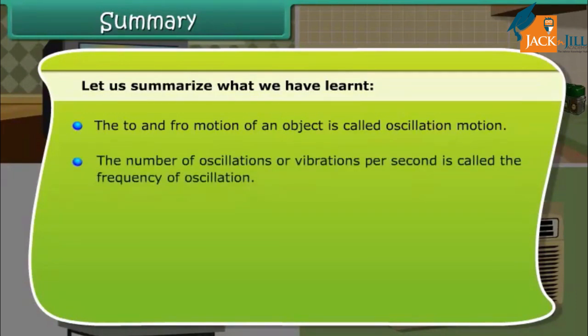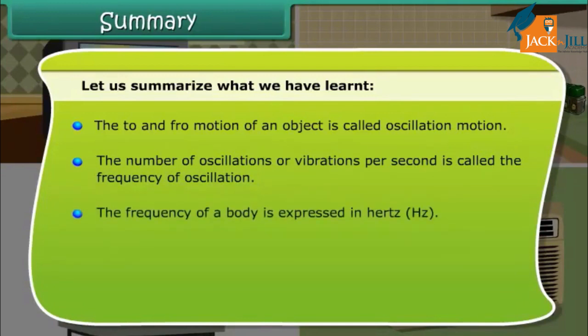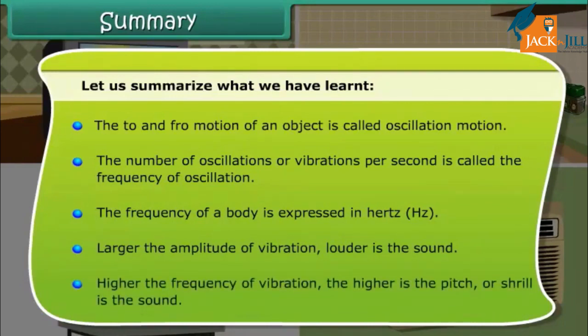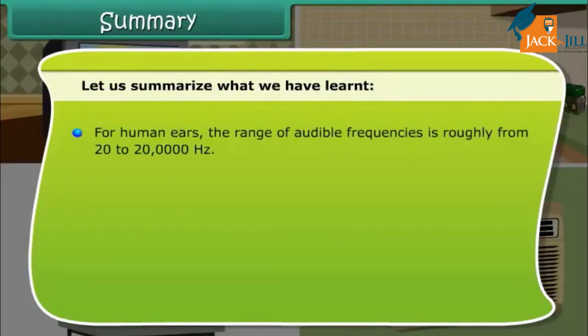The number of oscillations or vibrations per second is called the frequency of oscillation. The frequency of a body is expressed in hertz. Larger the amplitude of vibration, louder is the sound. Higher the frequency of vibration, the higher is the pitch or shrill is the sound. For human ears, the range of audible frequencies is roughly from 20 to 20,000 Hz.